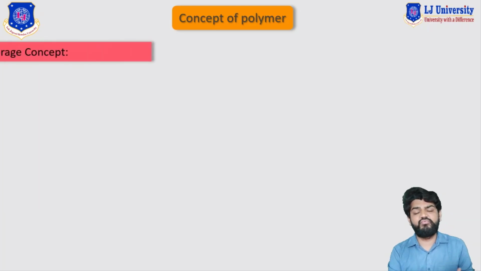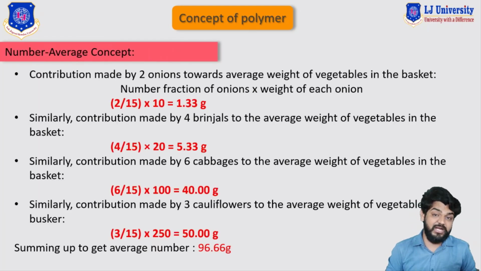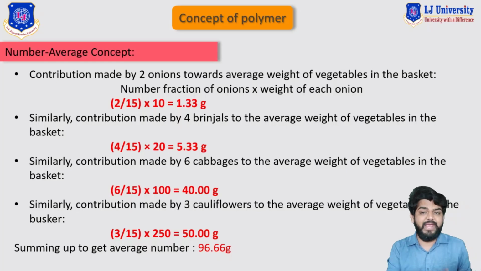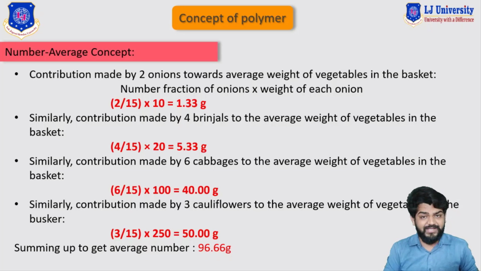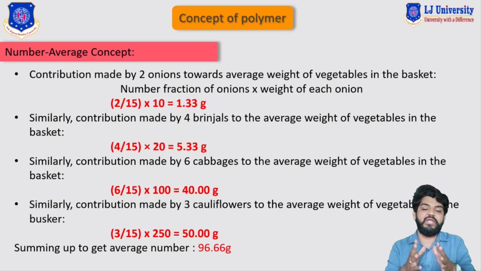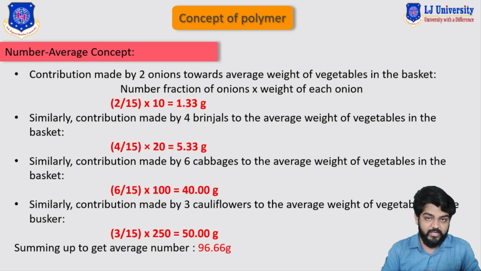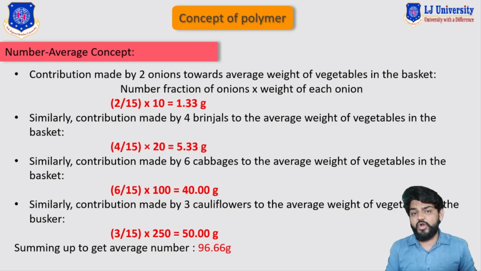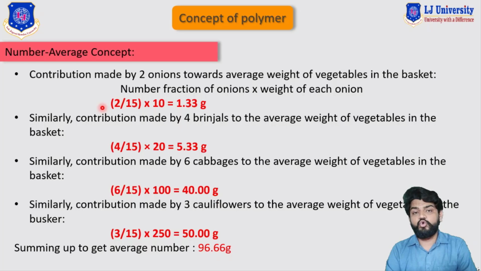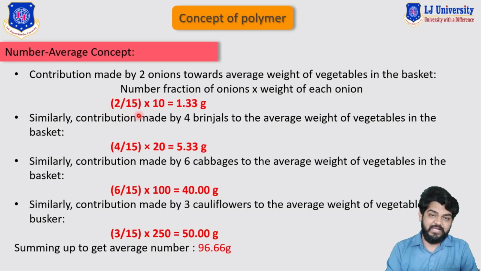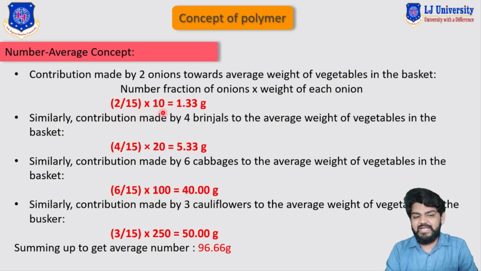Now, if we move further in this concept, then the contribution of 2 onion made towards the average weight of the entire basket can be determined by the fraction of onion, that is 2 by 15 into the weight of an individual onion. The weight of an individual onion we have seen in the previous table is 10 gram. So here we do the maths as 2 by 15 into 10 grams, which leads us to the answer of 1.33 grams.